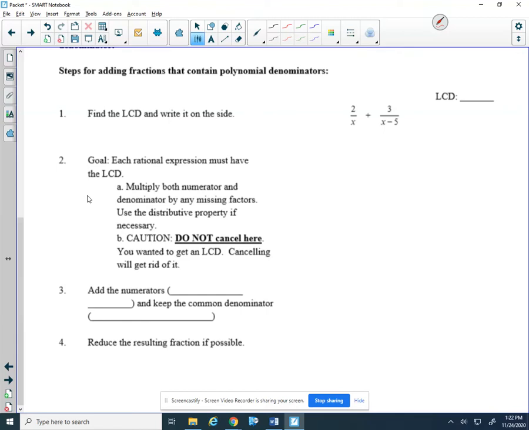So now we're going to move on to rational expressions that may have binomial or trinomial denominators. When you first see this problem, you're probably going to think that the LCD is x minus 5. But the only way I can make this x minus 5 is by subtracting 5 from it, and we don't have any rule that says we can subtract from the numerator and denominator, it's only multiply.